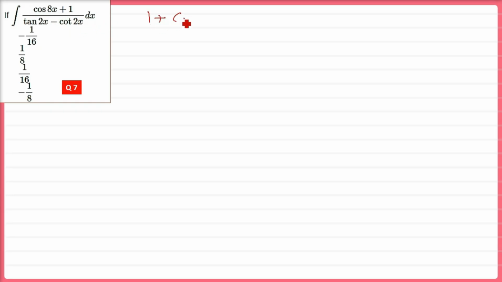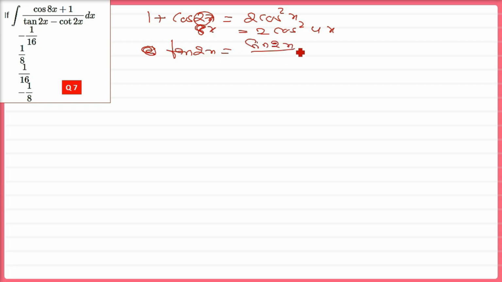1 plus cos 2 theta, or 1 plus cos 2x, is 2 cos square x. If you replace this 2x by 8x, the right side will become 2 cos square of 8x by 2, which is 2 cos square 4x. So the numerator will be replaced like this. Coming to the denominator, tan 2x can be written as sin 2x divided by cos 2x. So we are going to replace tan 2x by sin 2x by cos 2x. And similarly, cot 2x will be written as cos 2x divided by sin 2x.